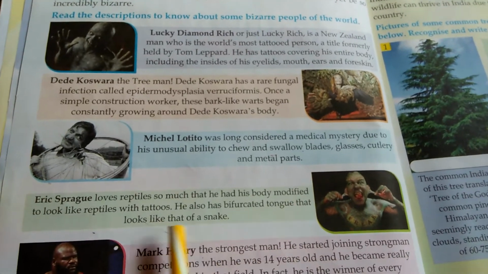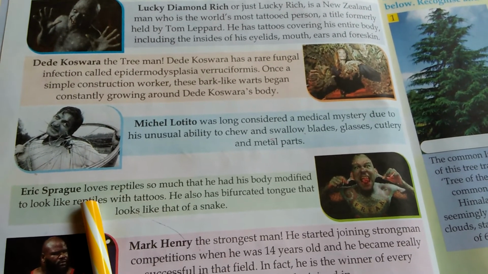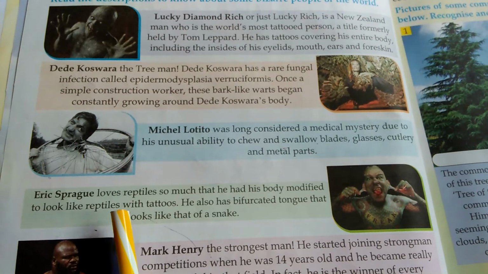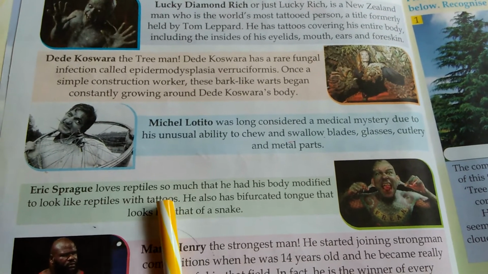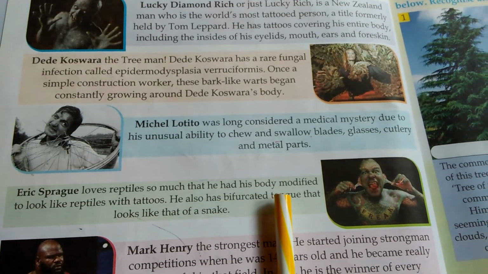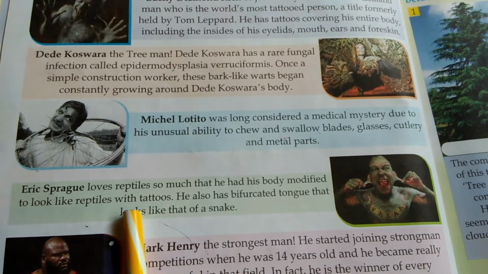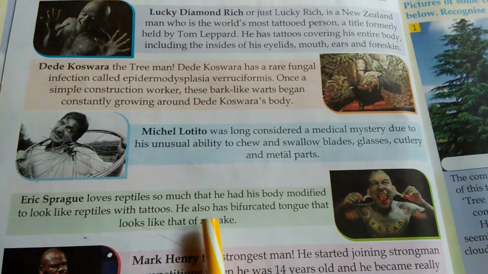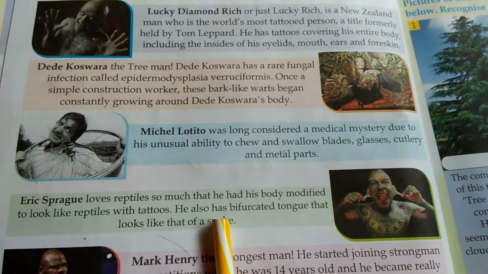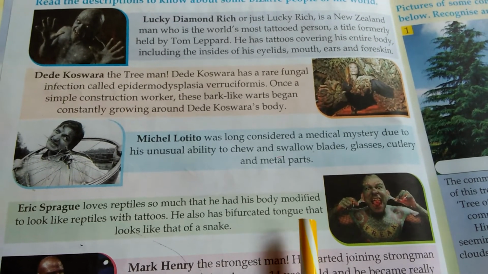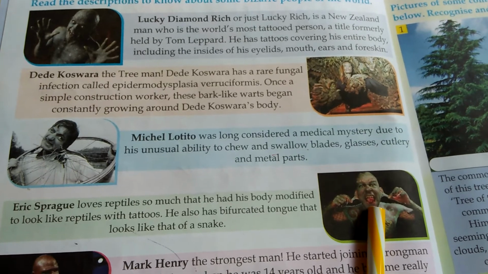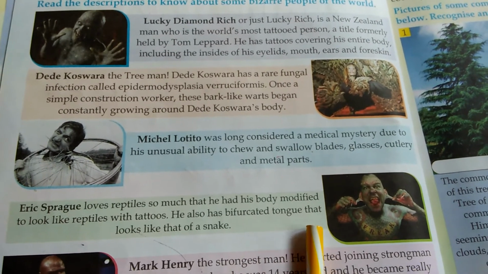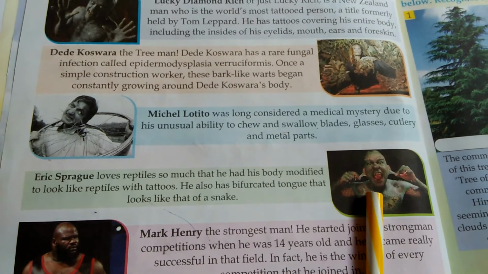Okay, now look here. It is a picture of Eric Sprague. He is also known as Lizard Man. Why is he known as Lizard Man? Because he loves reptiles so much that he had his body modified to look like a reptile with tattoos. Okay, you see now? He also has a bifurcated tongue. What is the meaning of bifurcated? Means divided into two branches or forks. A tongue that looks like that of a snake. It looks like a snake.